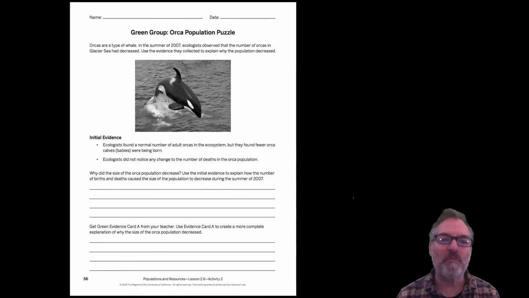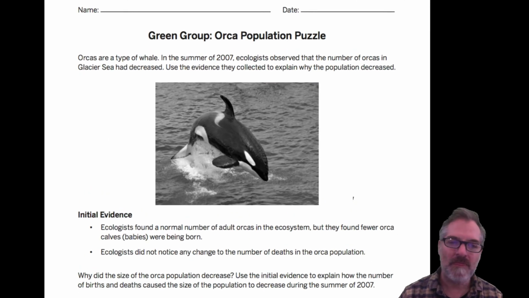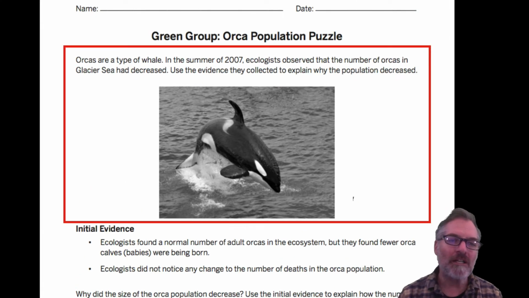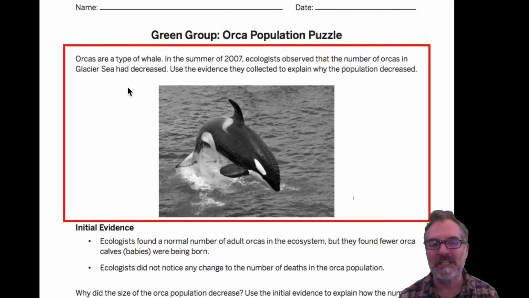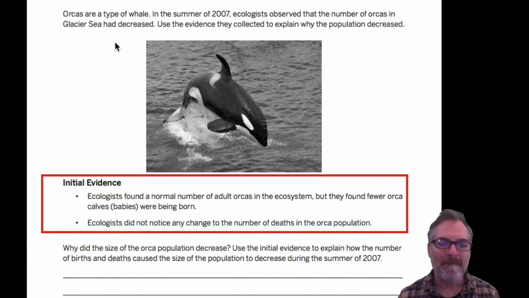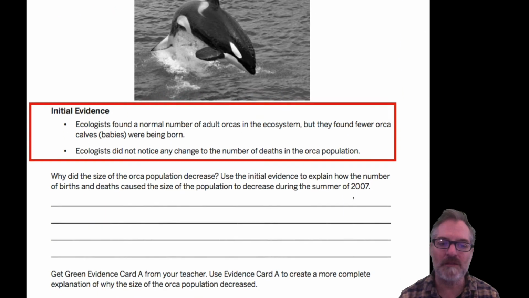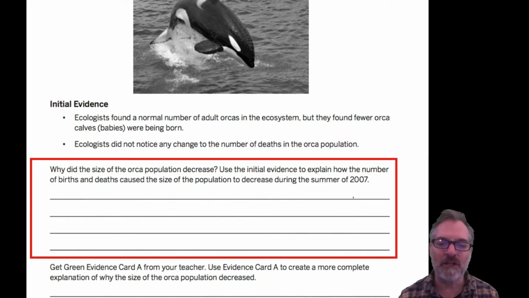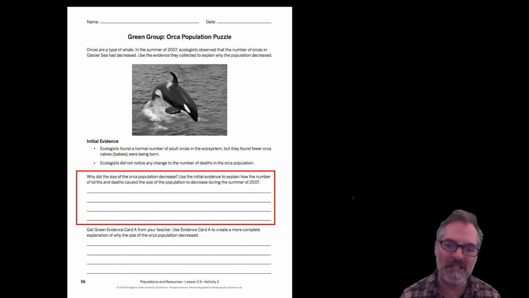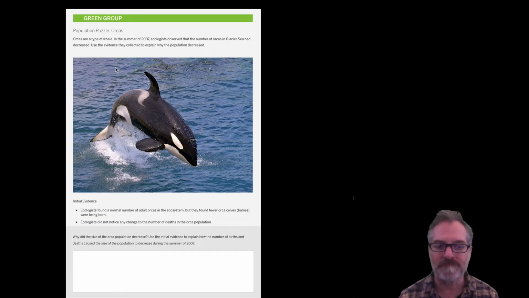All right, so the next puzzle is the green group, and that's the Orca Population puzzle. Orcas are a type of whale, killer whale, and in the summer of 2007, ecologists observed the number of orcas in the Glacier Sea had decreased. Use the evidence they collected to explain why the population decreased. So here's the initial evidence. We'll go over that in just a moment. And if you take a look here, you're going to be answering the first question using that initial evidence in your booklet.